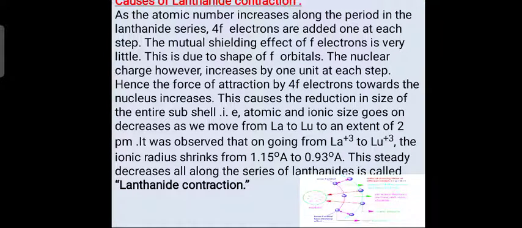It was observed that on going from lanthanum to lutetium 3+, the ionic radius shrinks from 1.15 angstrom to 0.93 angstrom. So this much shrinking takes place in ionic radius. This steady decrease all along the series of lanthanides is called what? Lanthanide contraction. Since there is a decrease in ionic radius, this steady decrease in the ionic radius of lanthanides is called what?